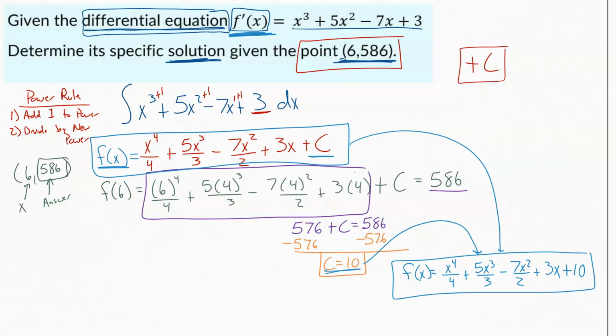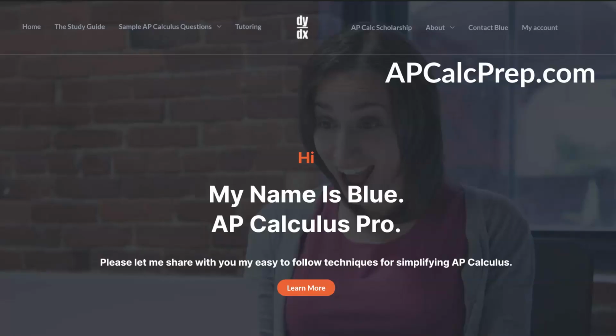This is what's known also as an initial value problem. So we got out the specific solution based upon the initial value they gave us that had to be on the graph.